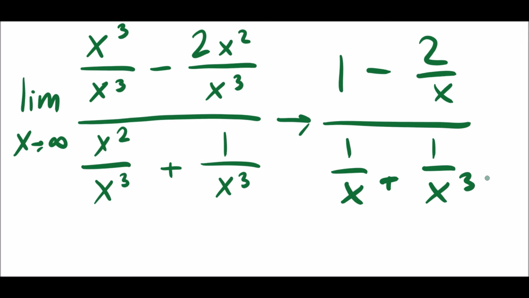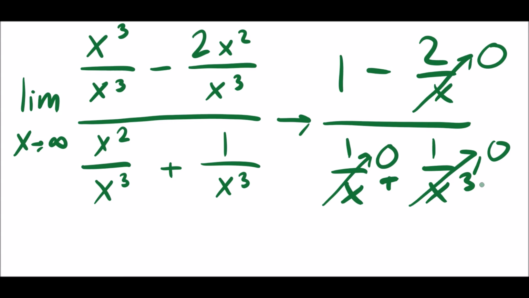So now is when we plug in the infinity into everywhere we see an x. So this one here is safe, it doesn't have any x's by it. But here, this 2 divided by infinity, well, 2 divided by infinity is just going to be 0. Infinity is huge, so that'll go to 0. Same thing over here. 1 divided by infinity will go to 0, and 1 divided by infinity cubed, that's going to go to 0 even faster.